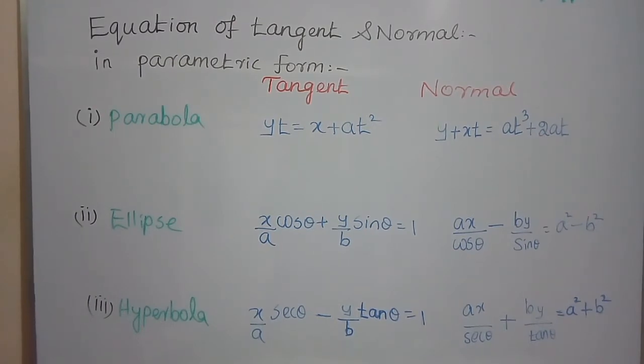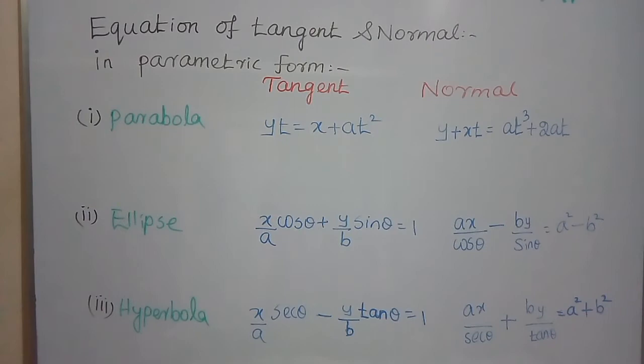minus b square. See, in the tangent equation of the ellipse we have x by a cos theta. The coefficient of x is cos theta by a. But in the normal equation the coefficient, you can verify, is a by cos theta. Okay, and the right side is a square minus b square.